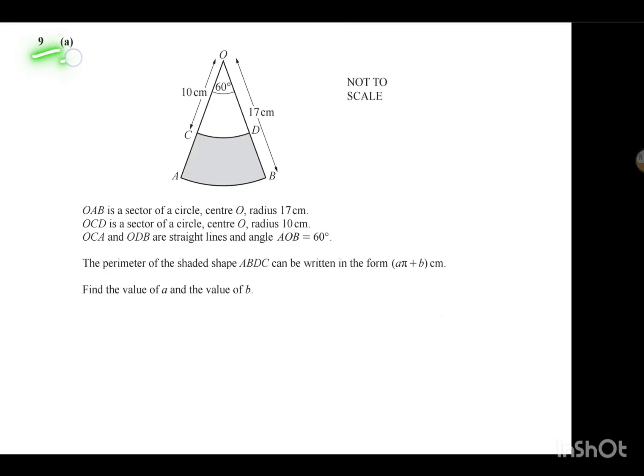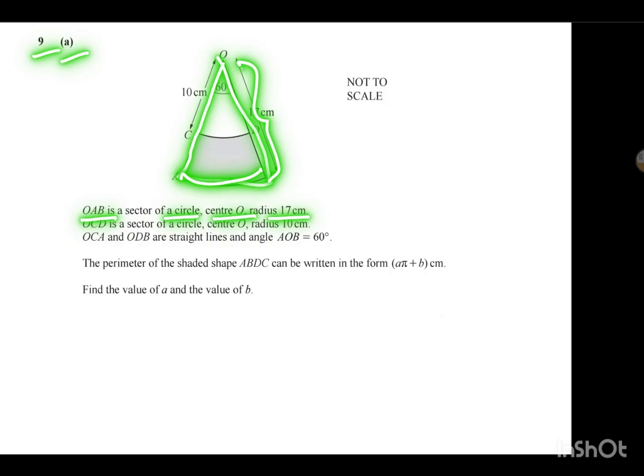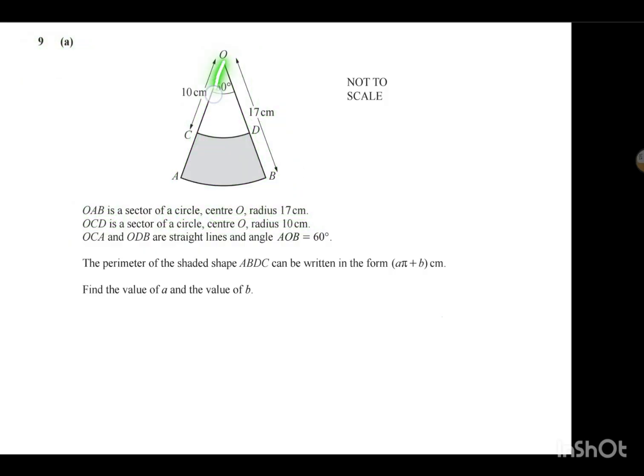Question number 9. A. OAB is a sector of circle, center O, radius 17. OAB is the sector of circle and the radius is 17. OCD is a sector of circle with center O, radius 10. So this is the 10 centimeter radius. OCA and ODB are straight lines and angle AOB is 60 degrees. So this is the angle 60 degrees.